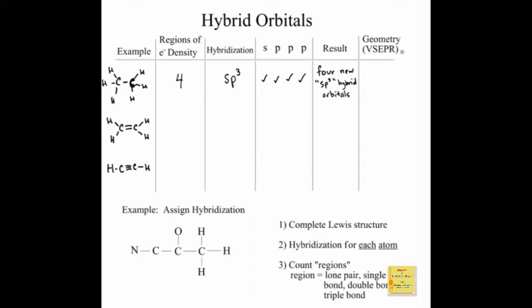Now, what kind of geometry are we going to get as a result? Here we can use VSEPR, valence shell electron pair repulsion theory. If you have 4 groups of electrons and you want to spread them out as far as possible, you're going to have a tetrahedral geometry, meaning we have about a 109.5 degree bond angle in a molecule such as this.